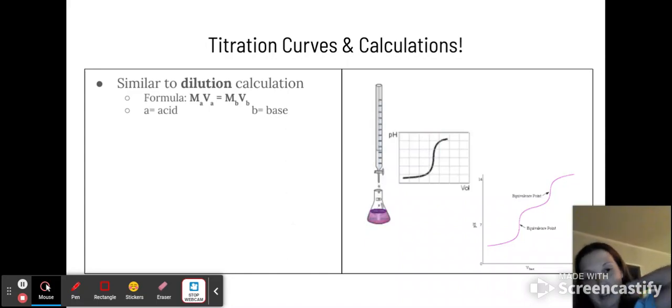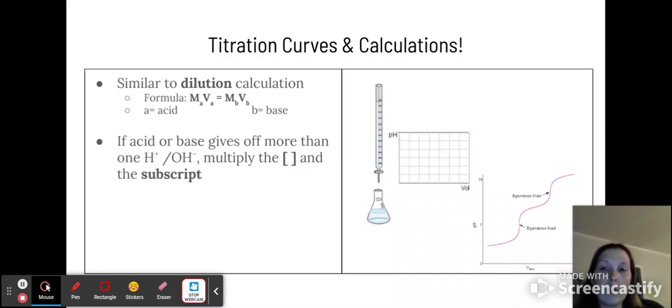And the A's here, of course, stand for acids. The B stands for base. So we're doing molarity of acid times the volume of acid is equal to the molarity of base times the volume of base. If the acid or base gives off more than one ionizable portion, so more than one H plus or more than one OH minus, you will have to multiply the concentration by the subscript. So for instance, if you're looking at H2SO4 that has 2 ionizable hydrogens, whatever its concentration is needs to be multiplied by 2 because it's giving off twice as much hydrogen.